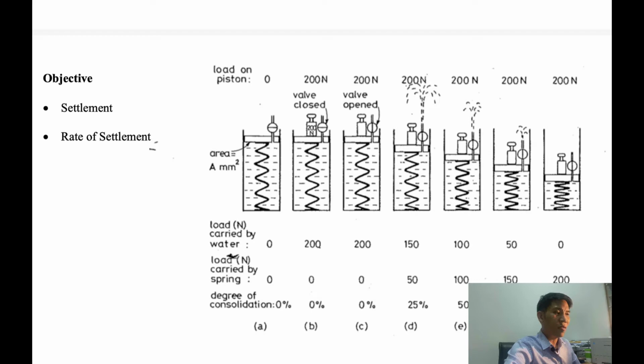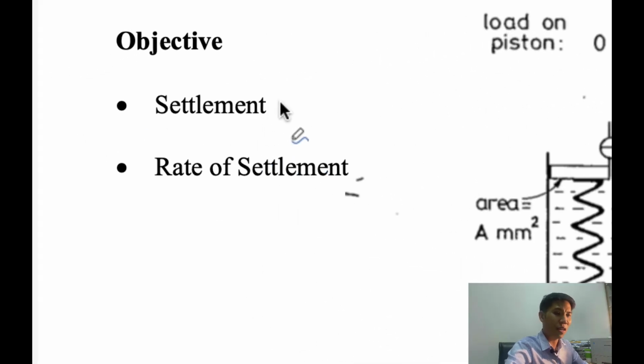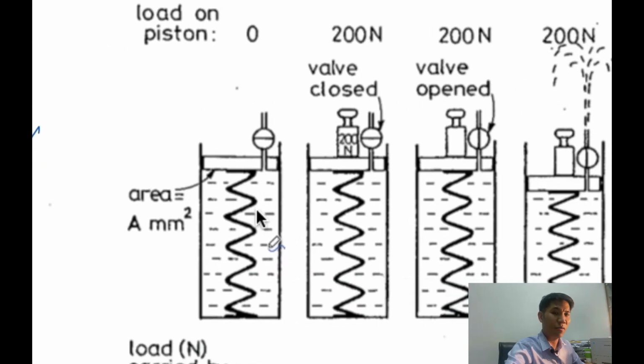The objective for the consolidation test, we would like to monitor two things. The first one is the settlement, and the other one is the so-called rate of settlement. We try to explain the behavior of this test by the so-called Kelvin model. The Kelvin model is something like this. Firstly we compress the soil in this direction, and the structure of the soil is represented by a so-called spring.